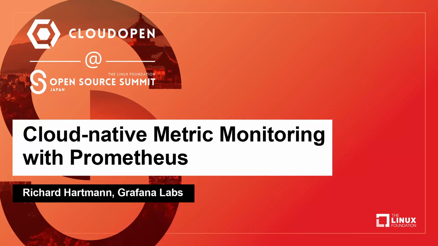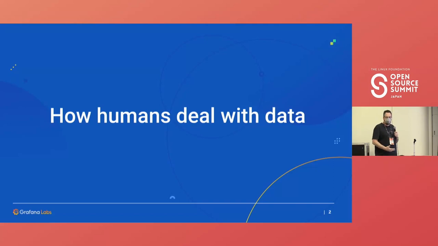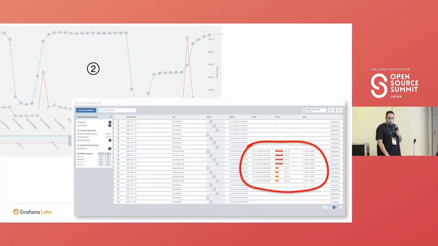I like starting talking about observability with a few basics about how to think about data, how to think about observability, and then we get into the cloud native part. If you look at this, this is a screenshot from an interface, which shows you how power levels fluctuate over time. And in the circled area, you see a few spikes in voltage.